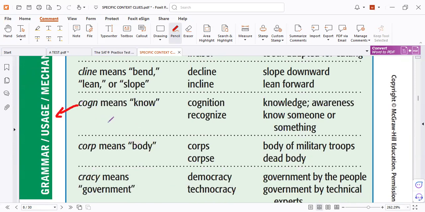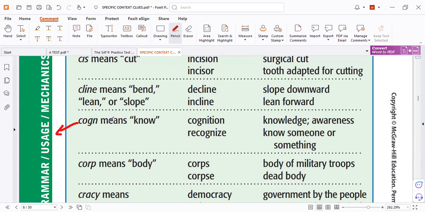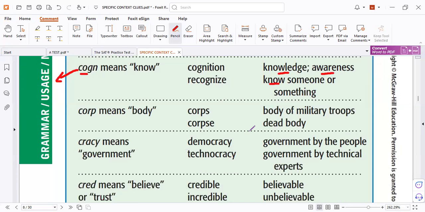Cogn, most common in psychology. You recognize me? I met you in London. Here, cogn means knowledge, or to know, or to remember. So cognition, awareness.